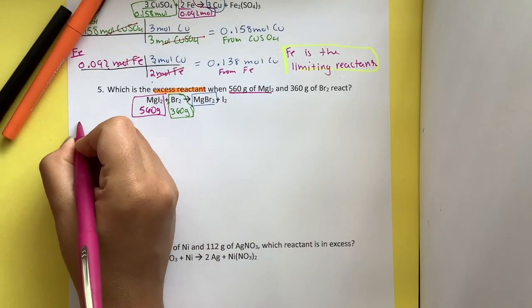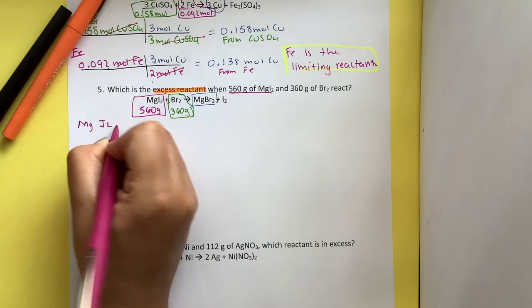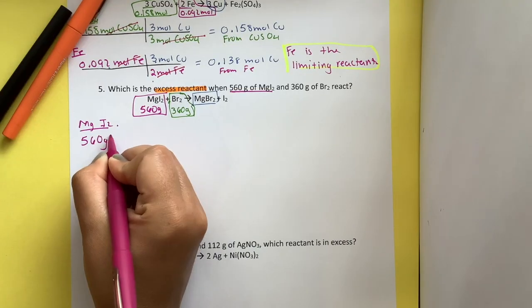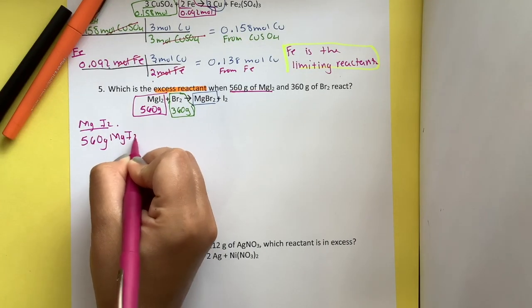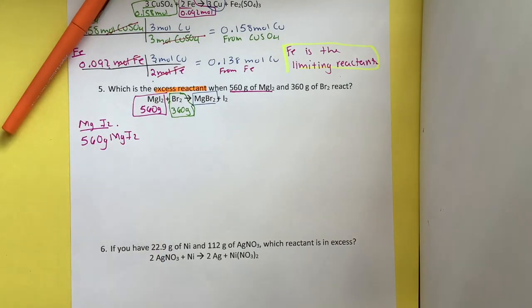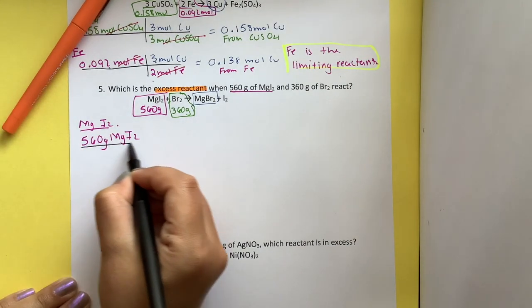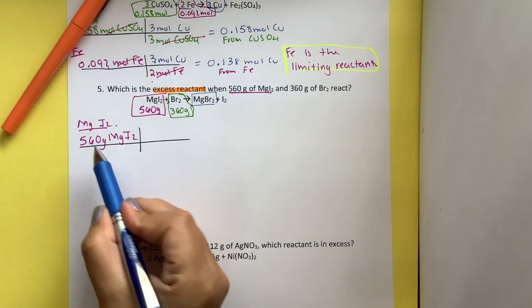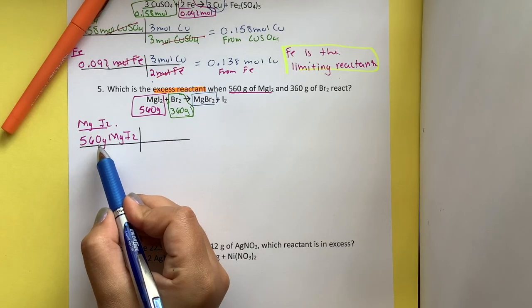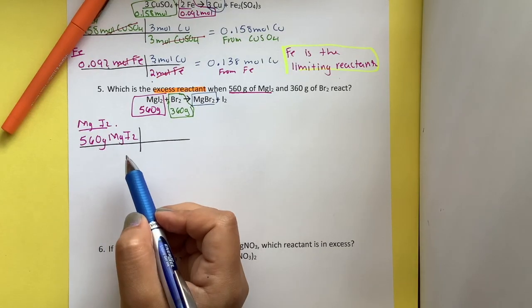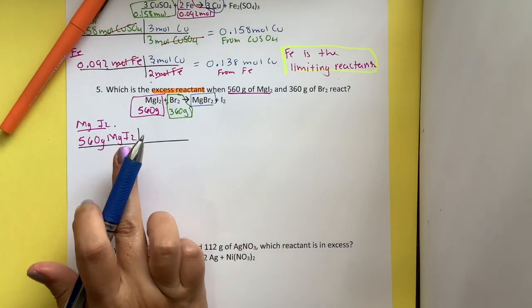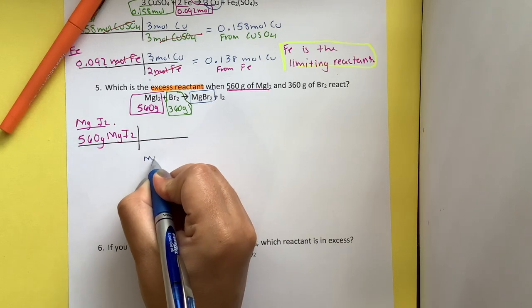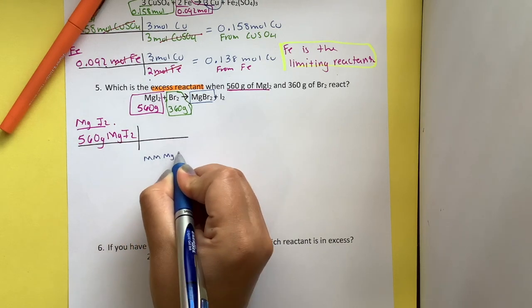So starting with MgI2. Okay, I have 560 grams of magnesium iodide. Now, since I am in grams, okay, my first step is what? I cannot use a mole ratio yet because I'm not in moles. I'm in grams, so that means that I need to use the molar mass in order to go from grams to moles. So I need to find the molar mass of MgI2.